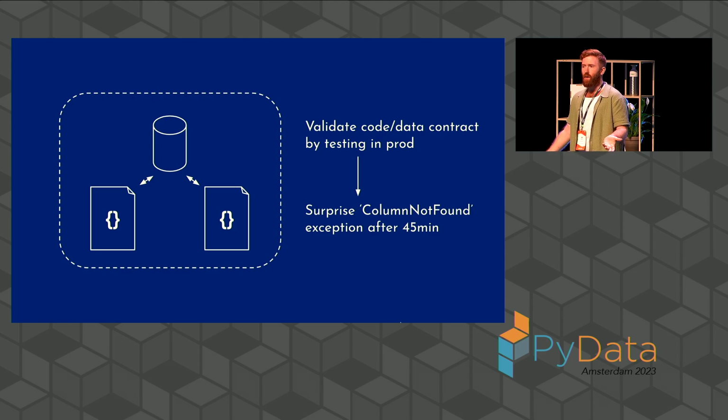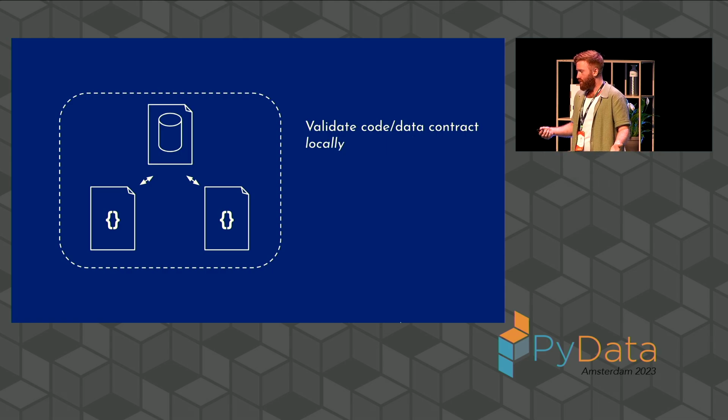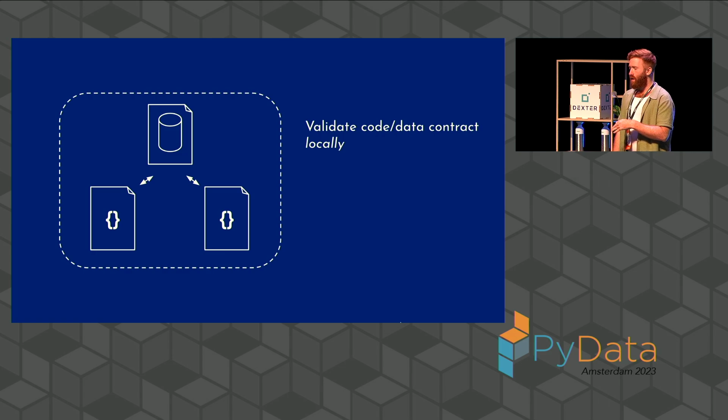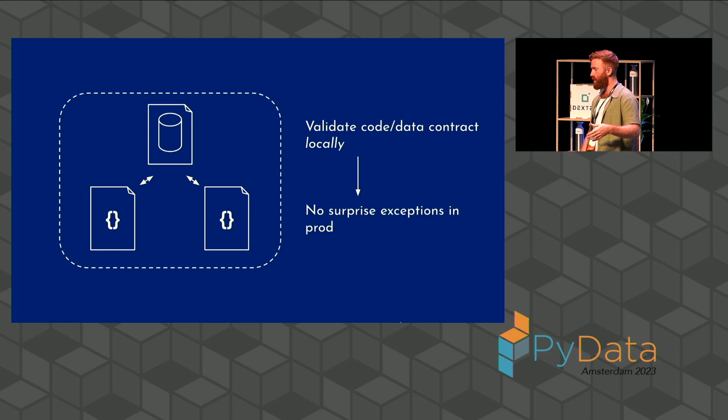Oh, well, it was me. Now I have to make the change and wait another 45 minutes to see if it ran. This is, of course, quite a common workflow. If you can instead validate this code and data contract locally, then you have speed on your side. You don't have the I/O inefficiencies that would come with testing in prod. You don't end up with the surprise exceptions in prod after 45 minutes. Instead, you end up with them locally in about 45 seconds.